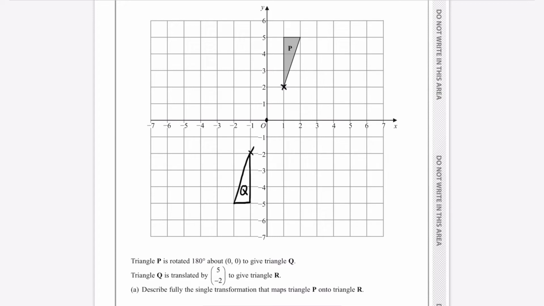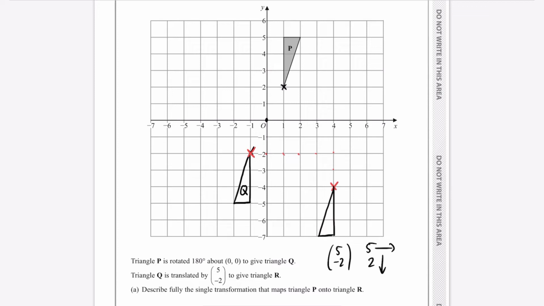Now it's being translated by 5, minus 2. This means that it is going 5 to the right and 2 downwards. Negative means downwards and negative means left. So this positive 5 means that it's going to the right. And I'm actually just going to concentrate on where this cross moves. I'm going to move it 1, 2, 3, 4, 5 to the right, and then 1, 2 down like that. I'm now going to redraw that triangle in place so that it looks like it's here.